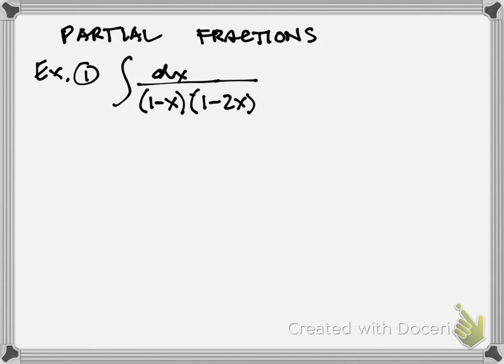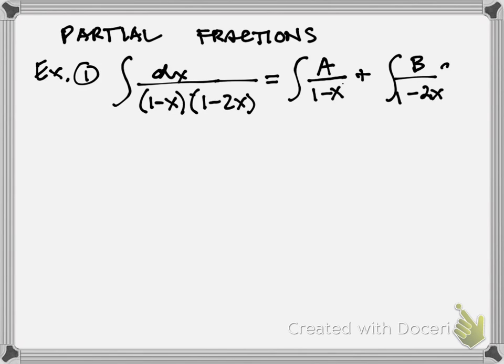So in this case, you can see that the denominator is already in factored form. So this is easier now. You will just separate the two factors. So you're gonna create two integrals. So a over 1 minus x using each of the factors plus b over 1 minus 2x. Put the dx there.